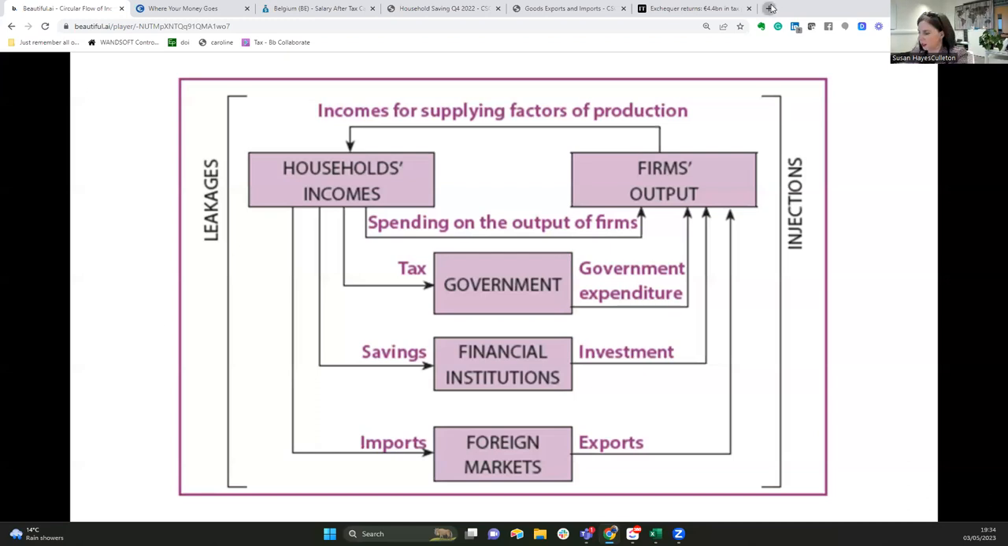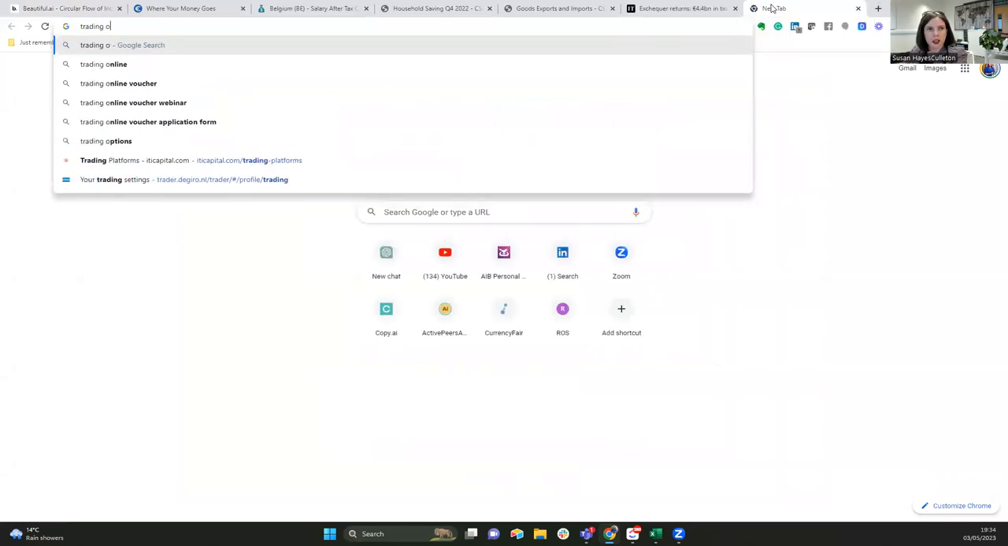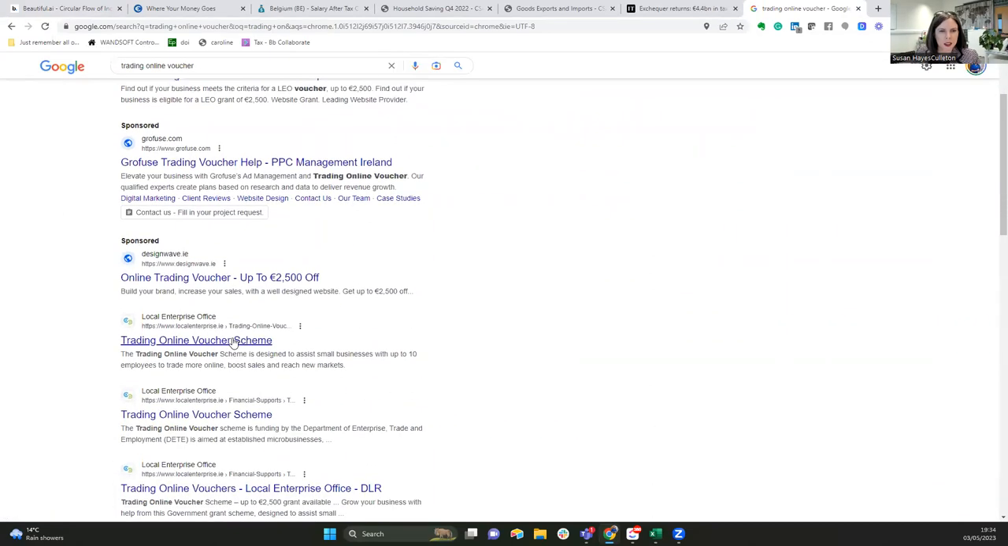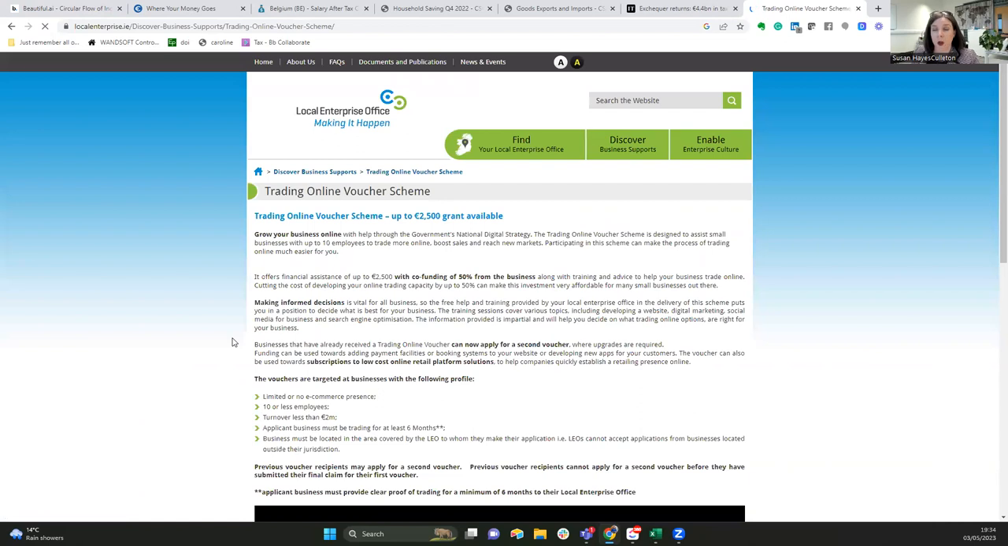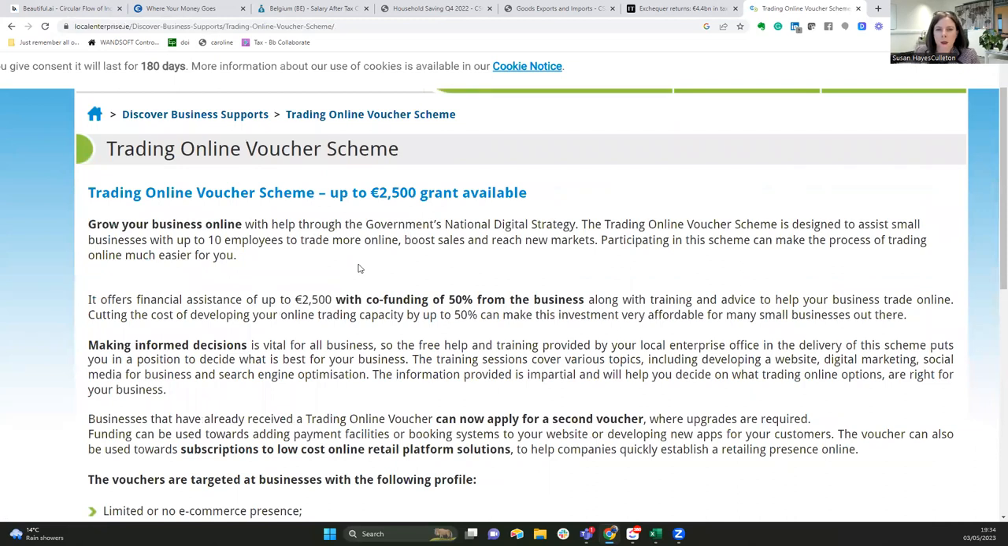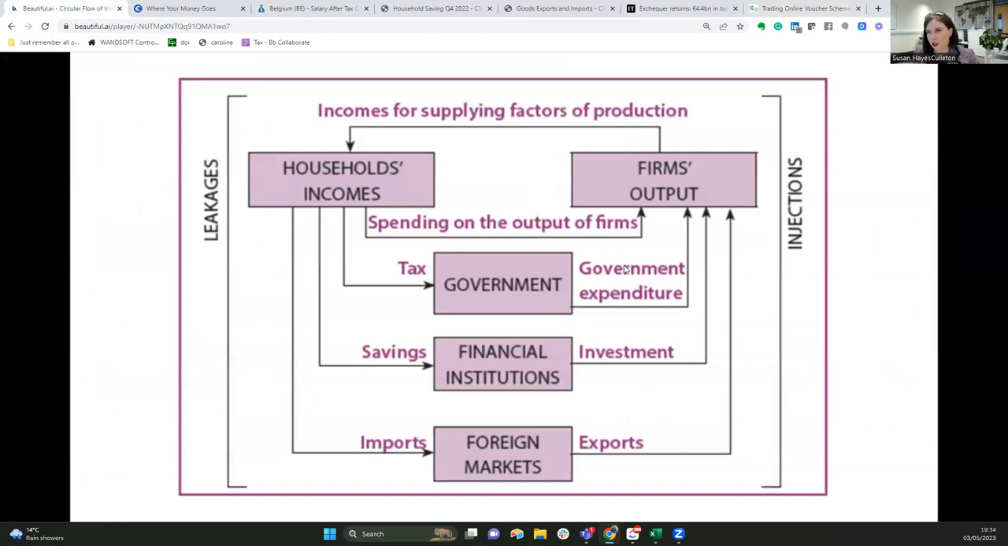This is one that our own business got. Trading online voucher. This is provided by the local enterprise office. So this is ultimately an arm of the government. And what this does is that I can apply, as any company can, I can apply to get €2,500 to build a website. Now, what needs to happen is that I also need to put €2,500 with it. So then €5,000 goes into the website to build it, but €2,500 of that comes from the government. And that is an example of government expenditure. So that would be a help. That would be an injection into not just the entrepreneur's business, but the economy in general.